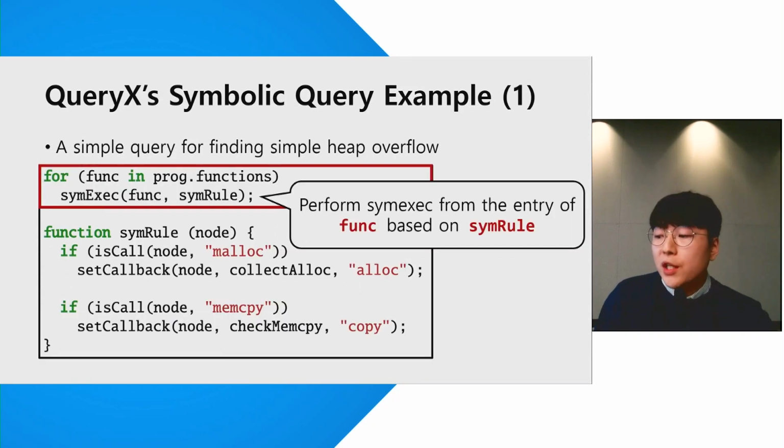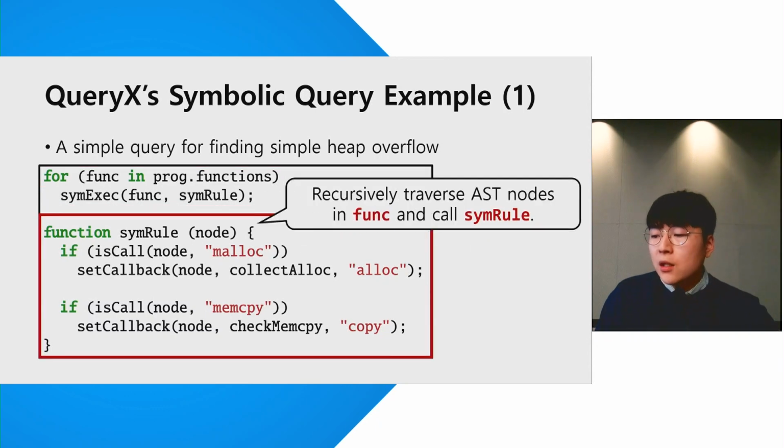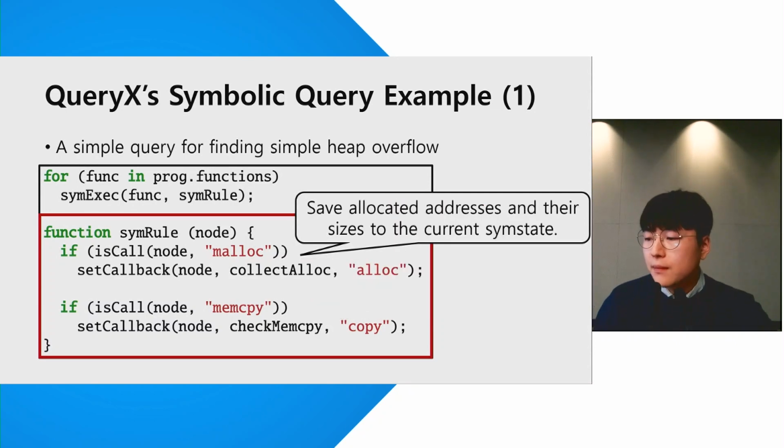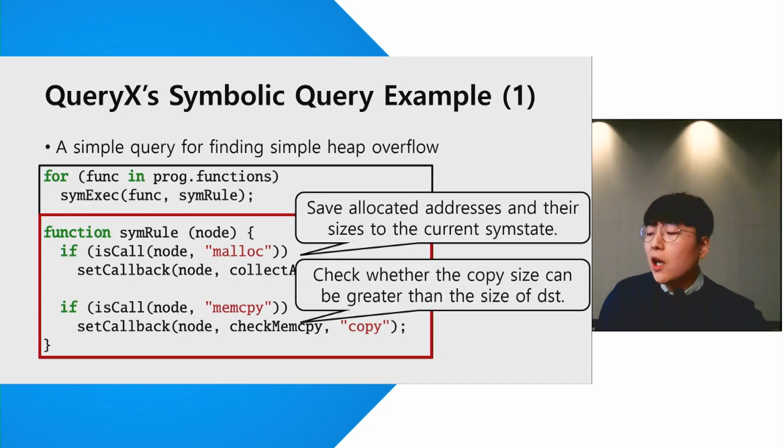This query performs symbolic execution from each function entry based on the symbolic rules specified by the sim_rule function. First, the sim_execute function recursively traverses AST nodes in the function and calls the sim_rule function to specify analysis rules. In this case, it registers the collect_malloc and check_memcpy functions as callbacks of malloc and memcpy function calls respectively. The collect_malloc function will be executed right after the malloc function call during symbolic execution, and it will save allocated addresses and their sizes to the current symbolic state. And the check_memcpy function will check whether the memcpy size can be greater than the destination buffer size.